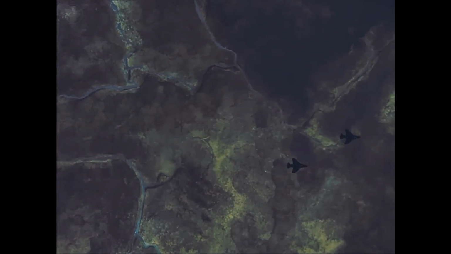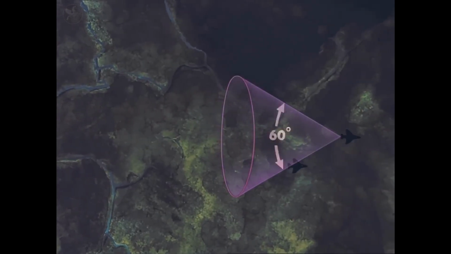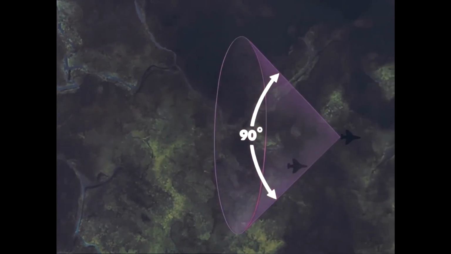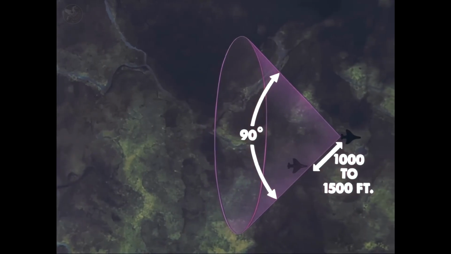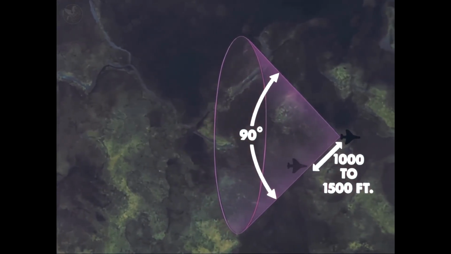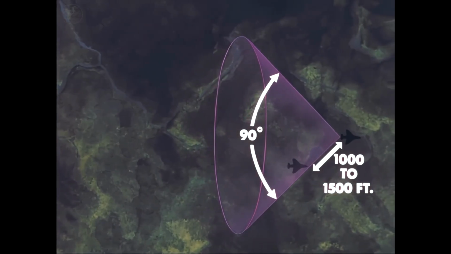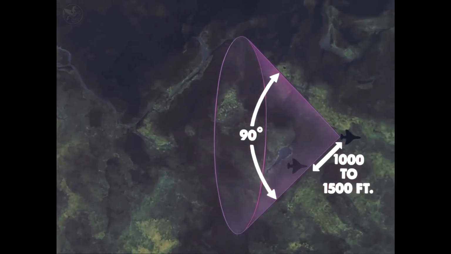The size and shape of this envelope varies, but generally, it is a cone 60 degrees to 90 degrees from the leader, and 1,000 to 1,500 feet back. These distances and angles may vary as long as the wingman is able to provide mutual support and visual coverage during violent maneuvers.